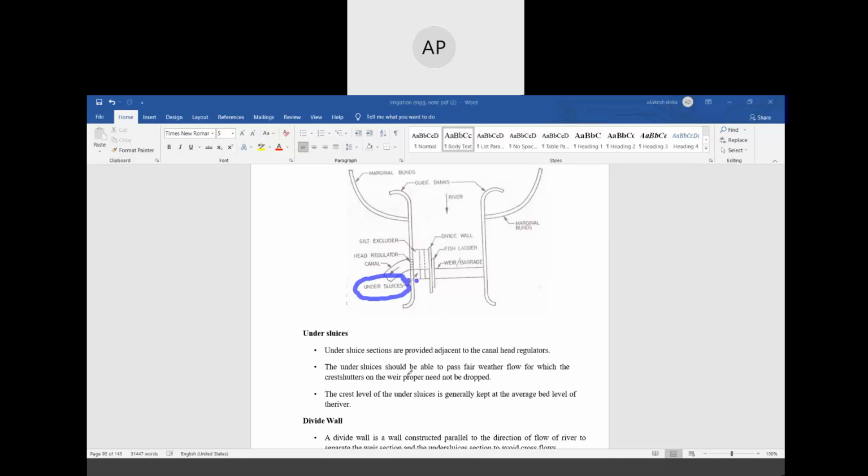The under sluices should be able to pass fair weather flow, for which the crest shutters on the weir proper need to be dropped. The crest level of the under sluices is generally kept at the average bed level of the river. Next is the divide wall.